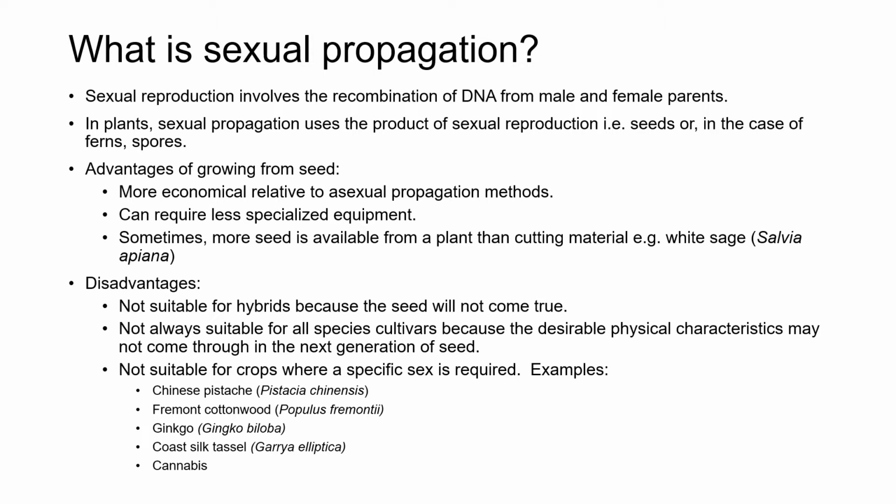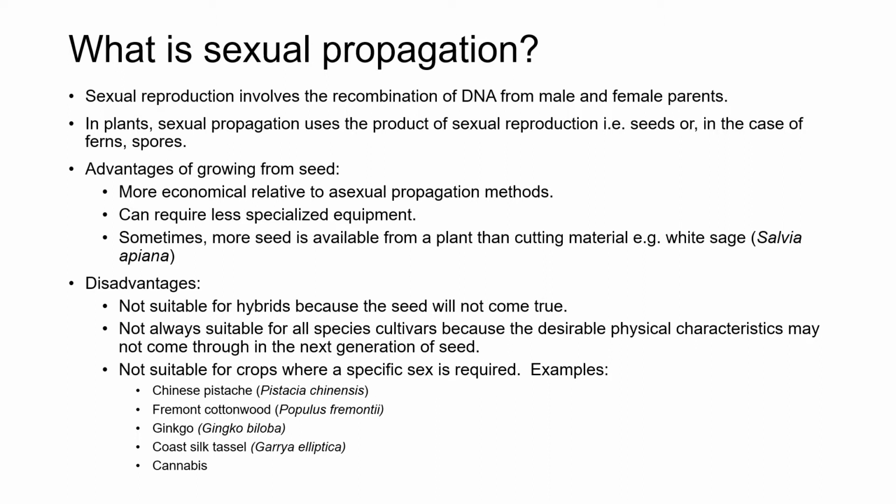Sexual reproduction involves the recombination of DNA from male and female parents and is a major source of genetic diversity in both populations and individuals within the plant kingdom as well as the animal kingdom. Plants produced from seed may look very similar to their parents, i.e. they're phenotypically similar, but they are not identical genetically.